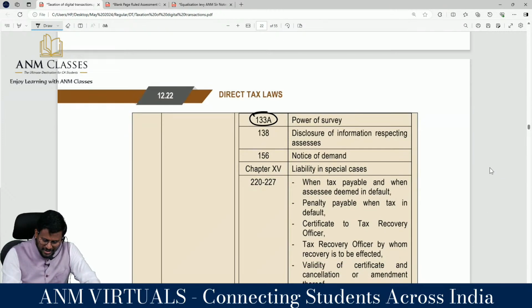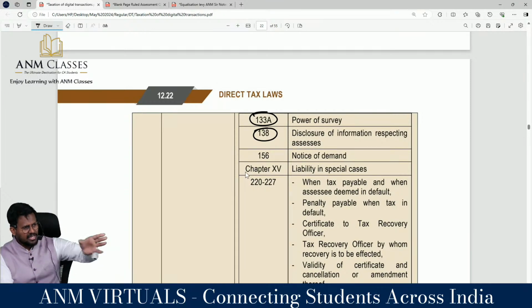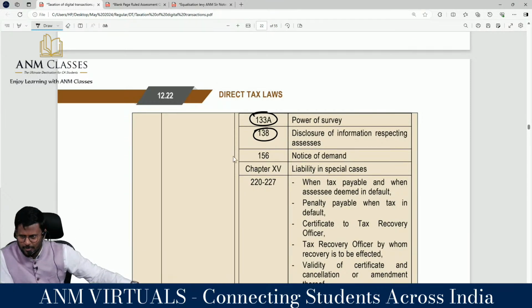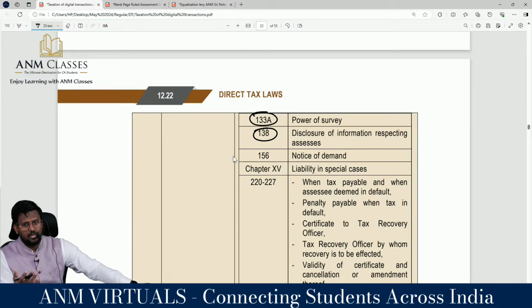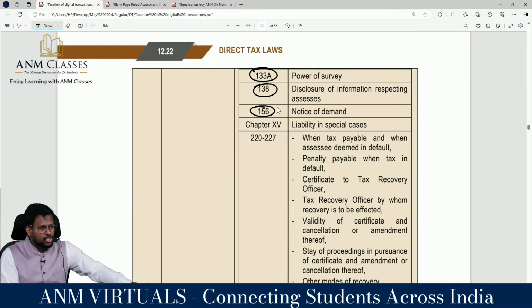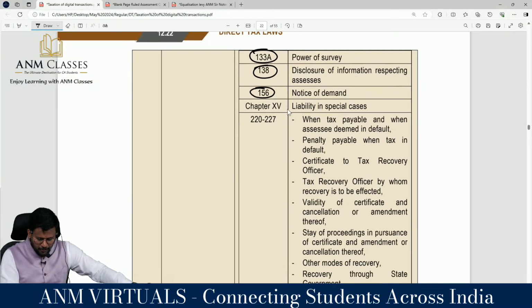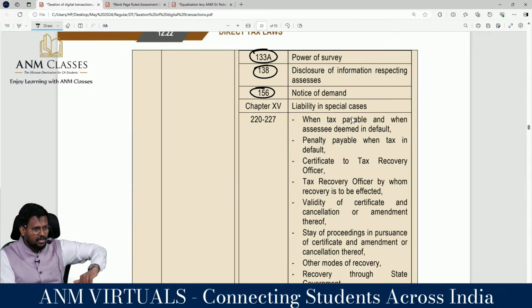138, disclosure of information respecting the assessee. Inside the department, if any information has been received, the officer may pass on that information to some other person for effective utilization of this Act. 156, we may issue demand notice. Chapter 15, liability in what cases? In certain special cases, the tax liability supposed to be paid by some other person has to be paid by the successor, predecessor, non-resident, or agent of a non-resident. All those things will be covered here.